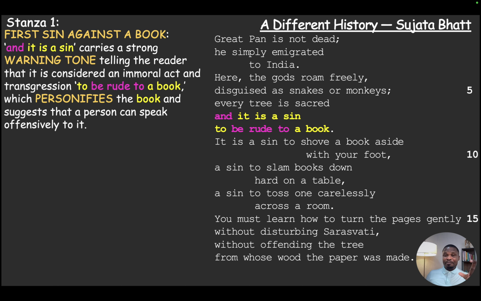Now, the other part of the line, or the next line, to be rude to a book, personifies the book and suggests that a person can speak offensively to the book. So the implication there is that the book is sensitive to how people speak to it. And if people speak to it in a very rough way, it is something that the book is not going to like.